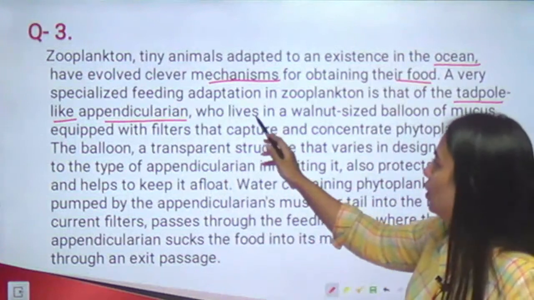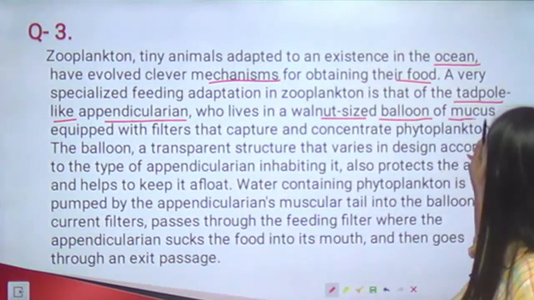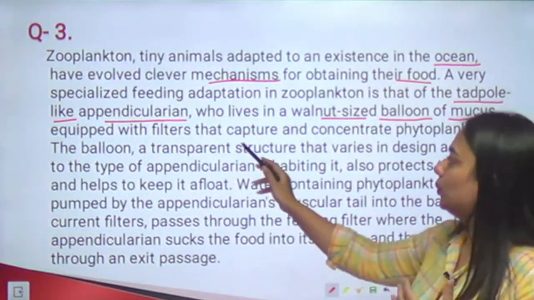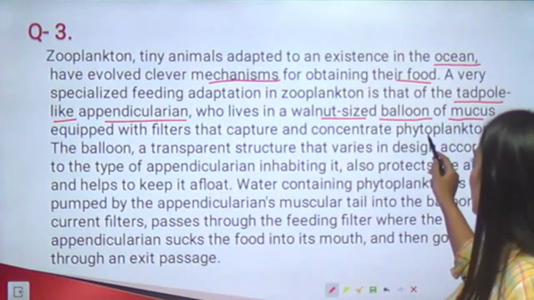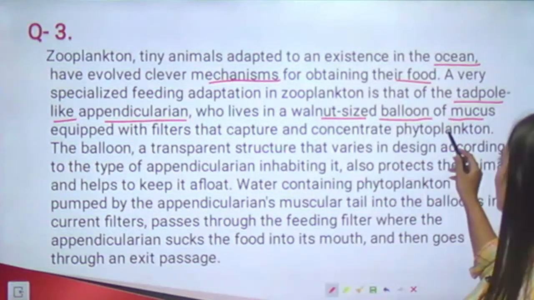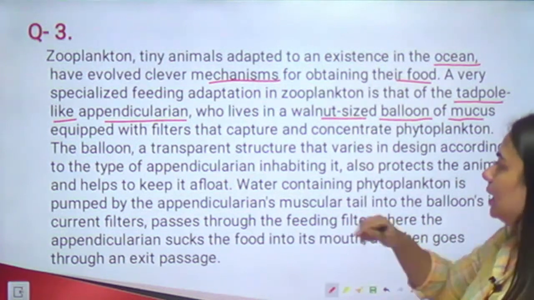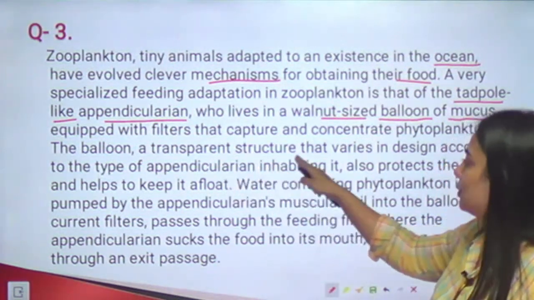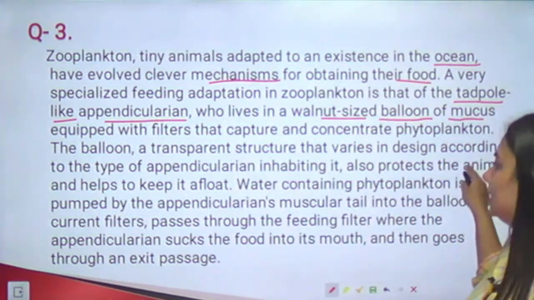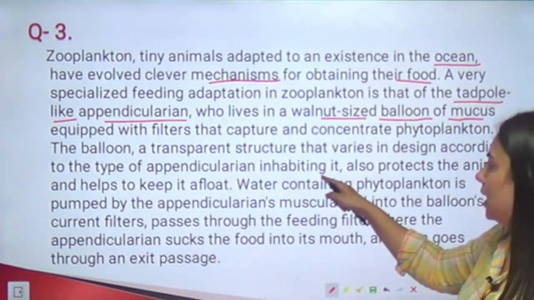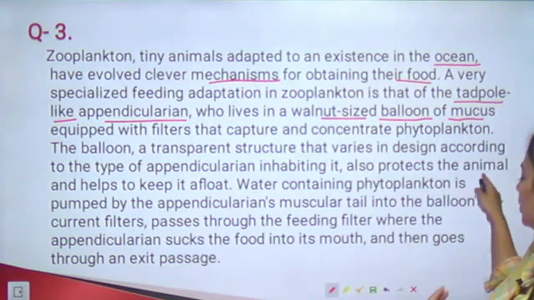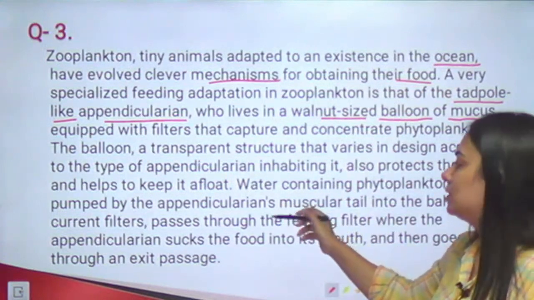Appendicularian, who lives in a walnut-sized balloon of mucus equipped with filters that capture and concentrate phytoplanktons. The balloon, a transparent structure that varies in design according to the type of appendicularian inhabiting it, also protects the animal and helps to keep it afloat.